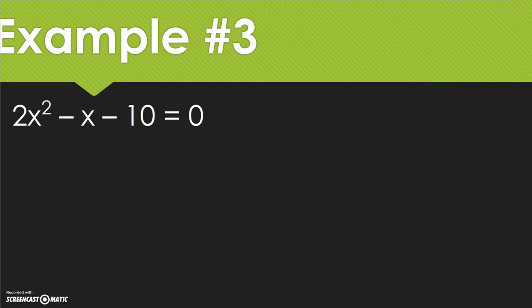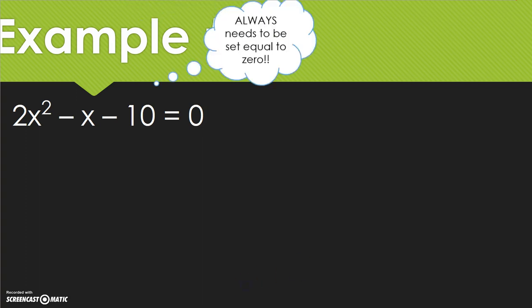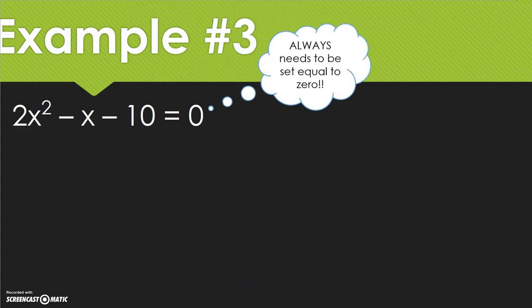All right, let's look at this one. 2x squared minus x minus 10 equals 0. Okay, so our equation is set equal to 0, so we don't have to do that step this time. We'll just go straight to making the table.